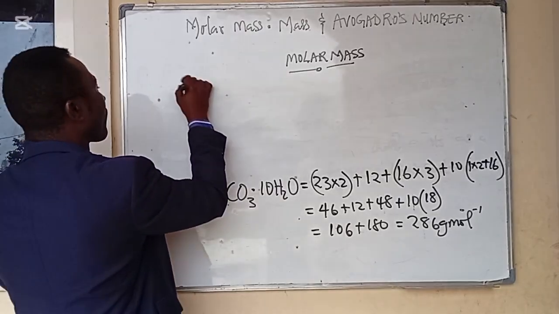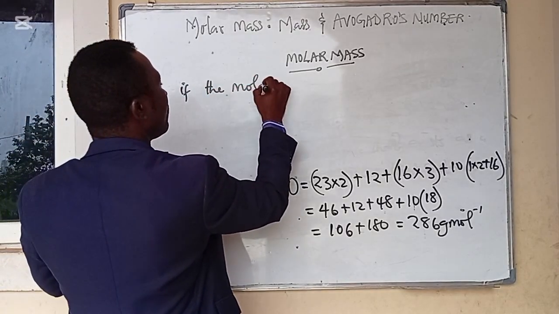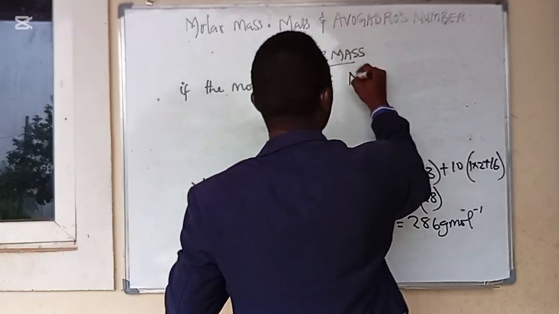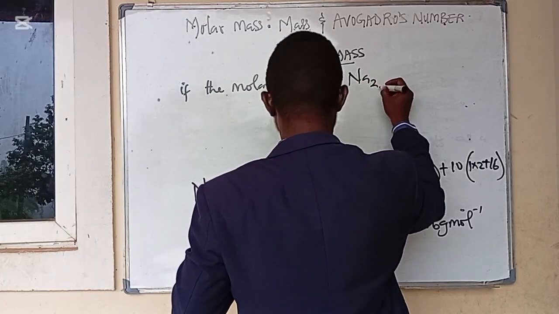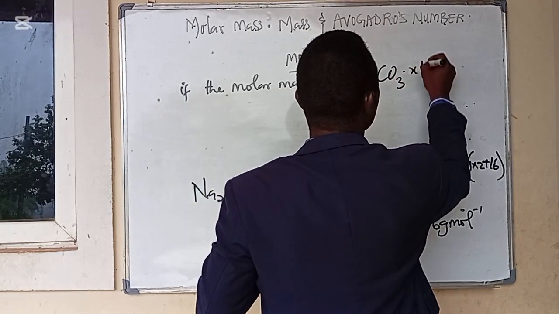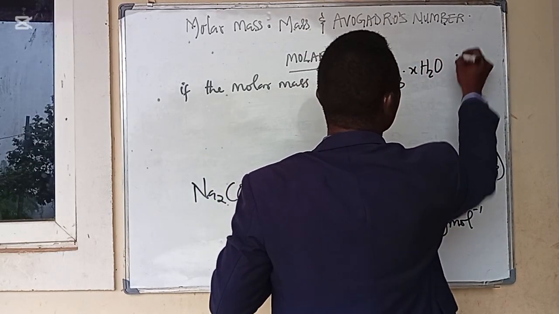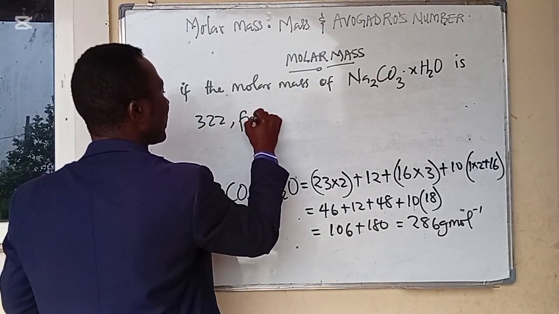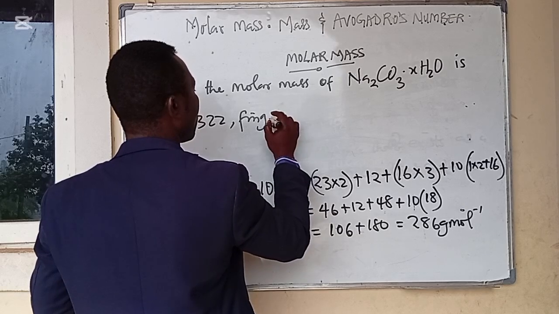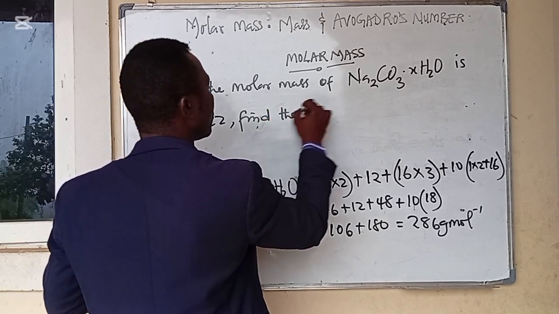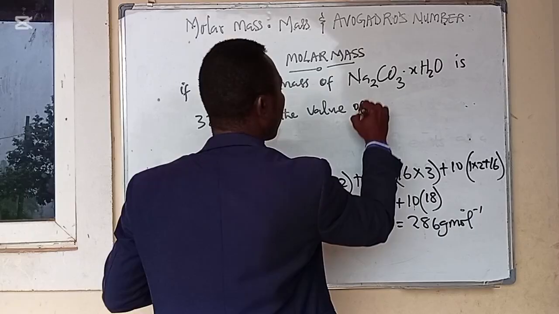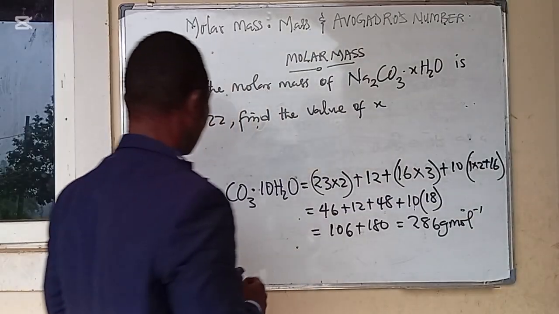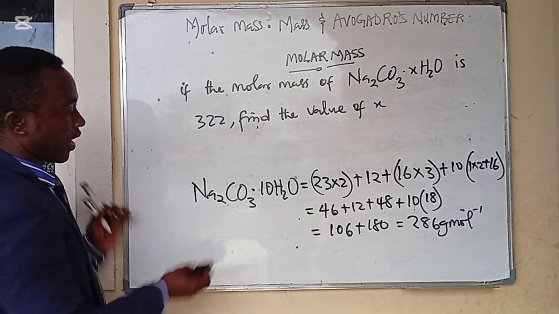Now, sometimes examiners might want to test students on a tricky question. They might say, if the molar mass of Na2CO3.xH2O is 322, find the value of x. We are looking for the value of x. So let us find the value of x.